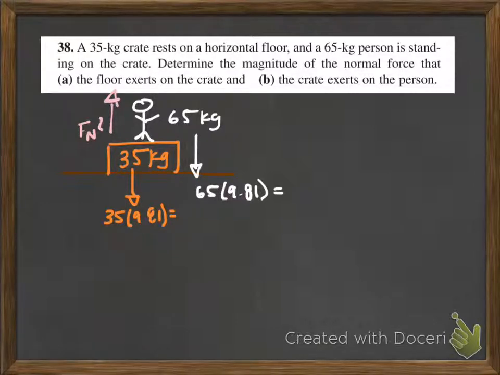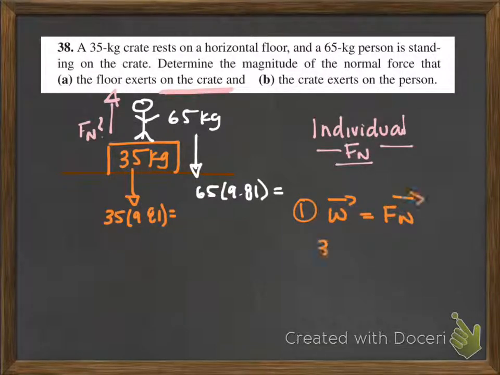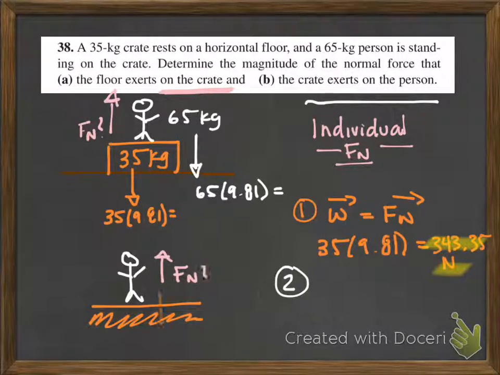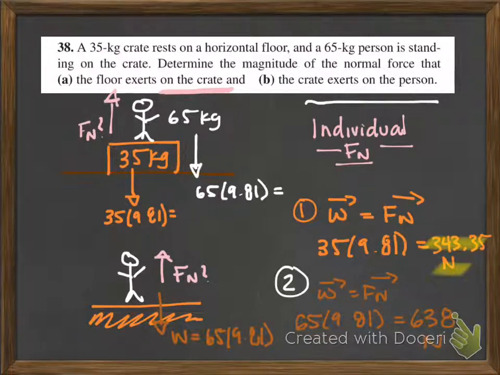So in the first scenario, we have to look at the individual force itself. The floor exerts on the crate, so only look at the crate and the force. Here we just know that the normal force is equal to the weight. So it's just 35 times 9.81 that equals the normal force. And the same thing goes with the second scenario. You just look at the man and the crate, and that's just 65 times 9.81. And that will give you the normal force of that as well.